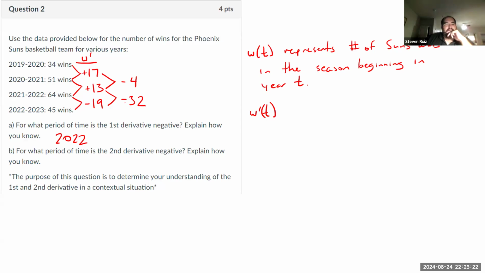I think basically everywhere, everywhere you can measure it. So from 2020 onward, regardless of whether the first derivative is positive or negative, it is decreasing. So the second derivative is negative everywhere.